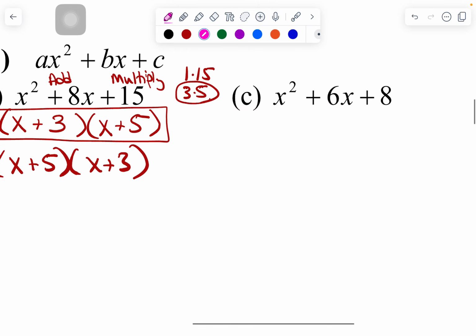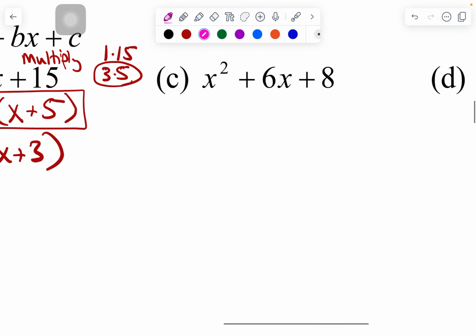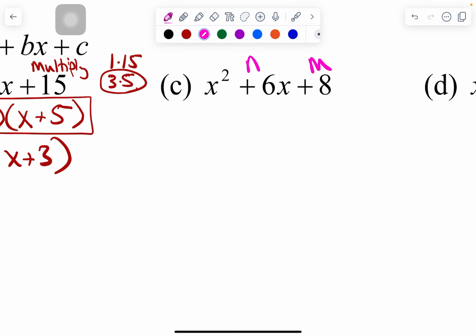All right. Keeping on moving on here, part C. I'm going to shorten it up, so it's going to be M for multiply, A for add. Oh, wait a minute. Before I do that, do you have a GCF? No? Okay, cool. So A for addition, M for multiply. And let's see.